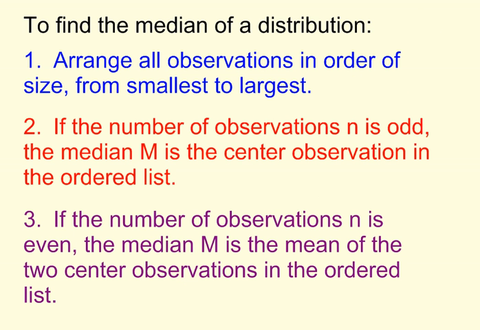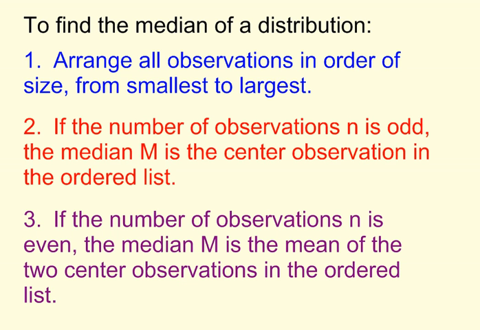How to find the median? Number one, arrange all observations in order of size from smallest to largest. Number two, if the number of observations n is odd, the median M is the center observation in the ordered list. That means that the median will actually be one of your data points.